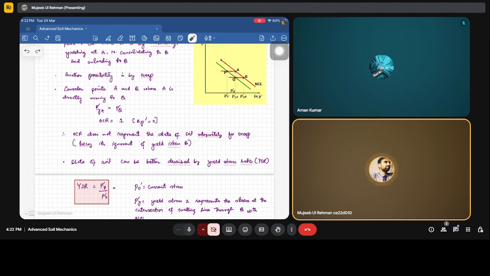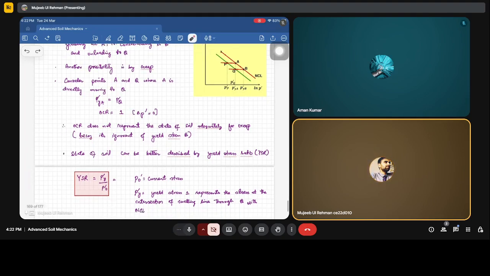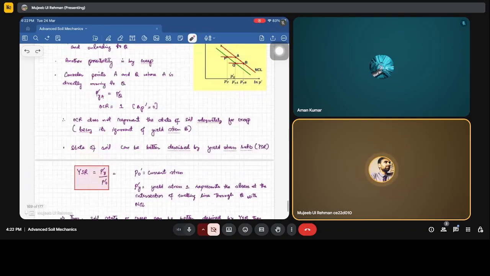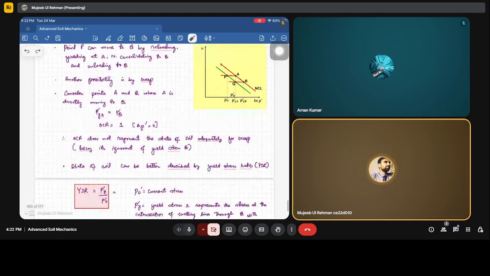It is given by P dash Y, which is equivalent to the yield stress, representing the stress at the intersection of the swelling line through Q with the NCL. So we have to draw a line through Q, and when it touches the normally consolidated line, the NCL, it touches at point B. So the yield stress at this B is P dash YB. So it will be P dash YB divided by the current stress. The current stress is P dash Q.